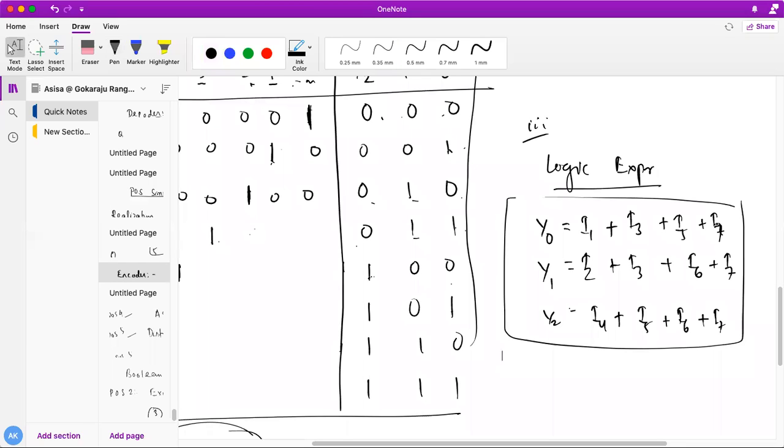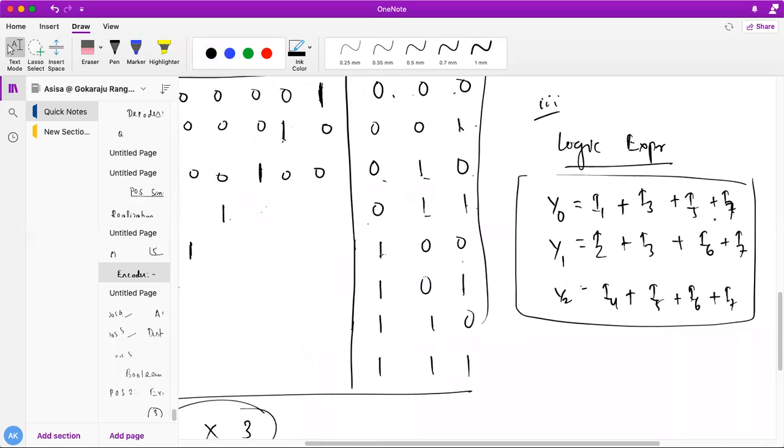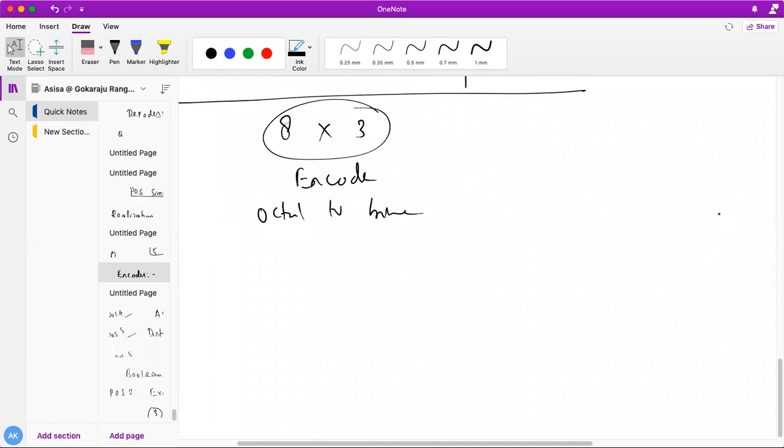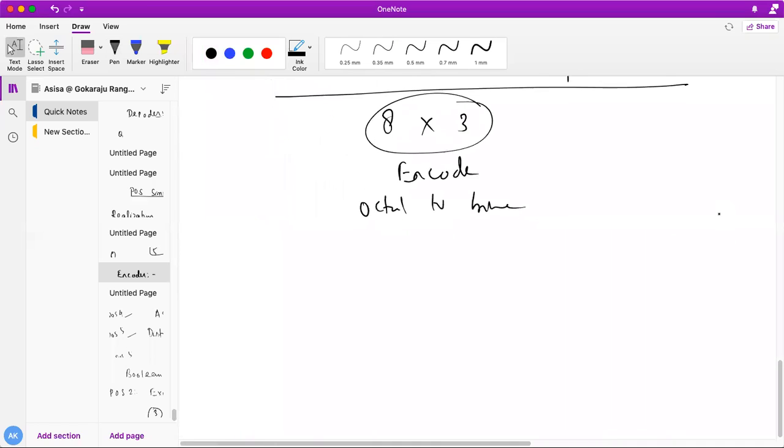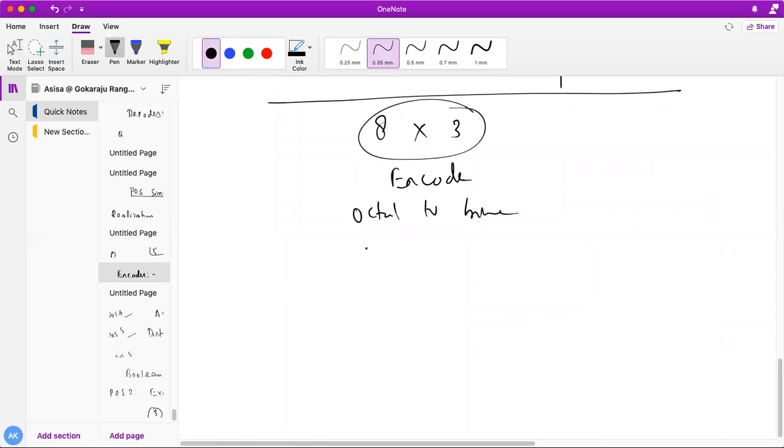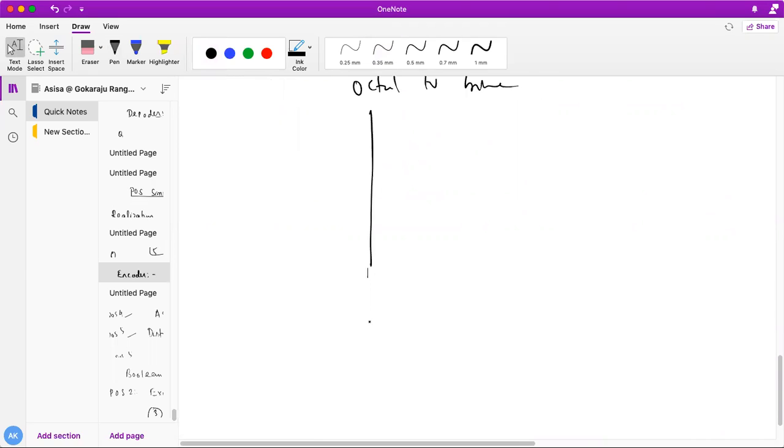Do you all understand now? This is very simple. So this is a basic encoder circuit. Now how to design this? We have actually 7 inputs, so my encoder circuit must have 7 inputs. Mainly it has 8 inputs, as octal numbers consist of 0 to 7.